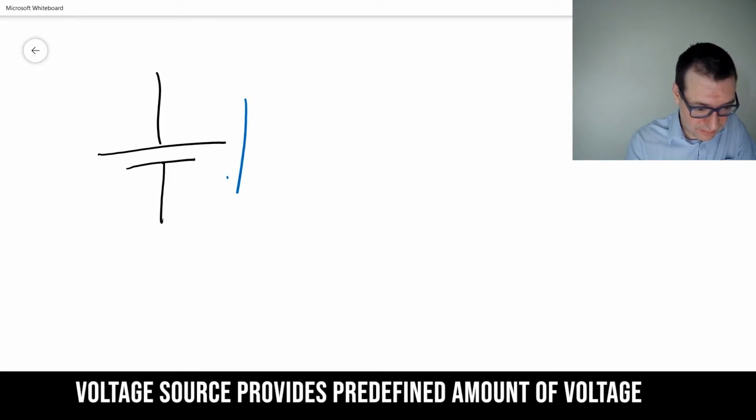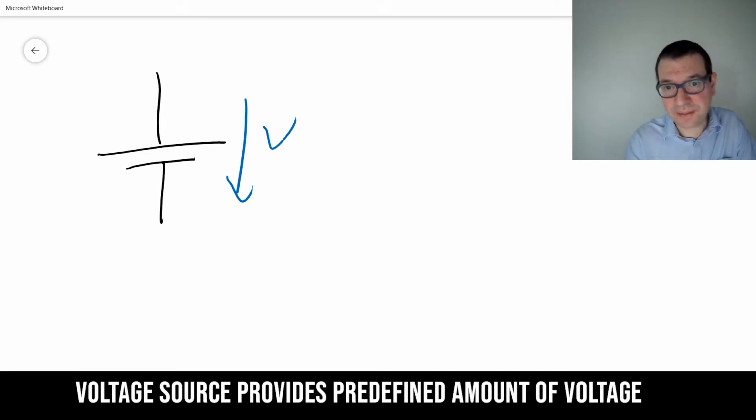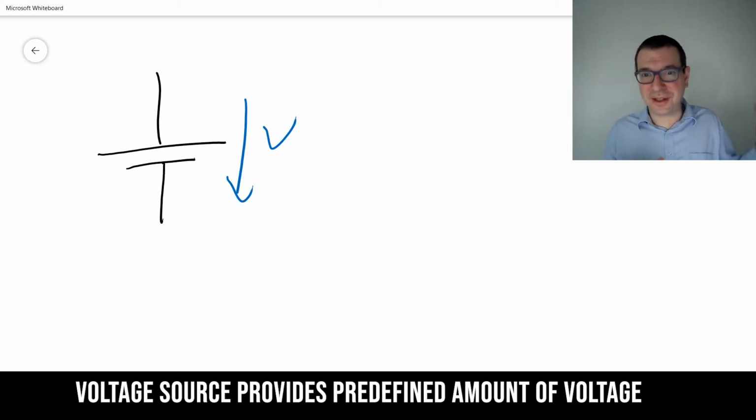So as always, we can write V here between the two ends. For example, a AA battery would be 1.5 volts and so on. Now, this is constant voltage. So it's not like the voltage from the electric outlet, which is actually alternating. This is just constant voltage at a given value V.